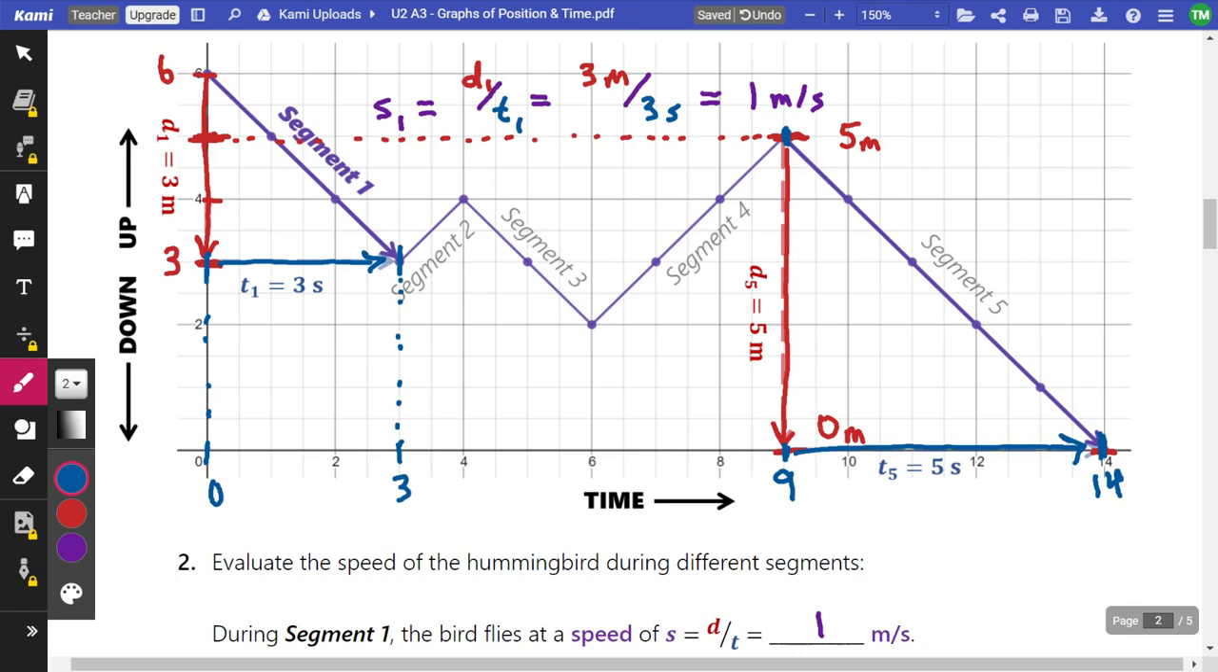So let's calculate the speed of this segment too. Segment 5 is going to have a speed, S5, equals my distance, which is 5 meters downwards, 5 meters divided by the 5 seconds it takes to get there. Again, you can either plug this into a calculator or use some good mental math. And this also winds up being 1 meter per second. I'm running out of room here.